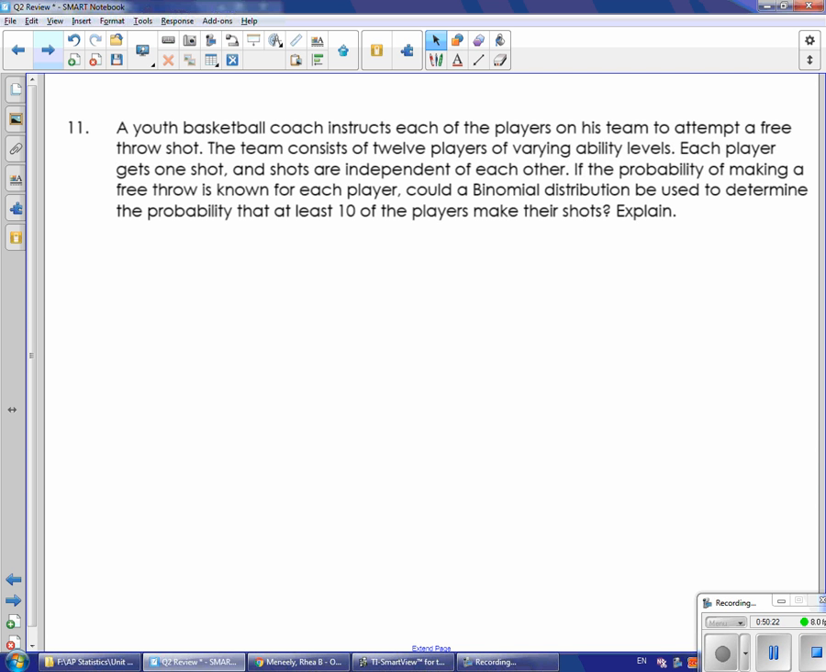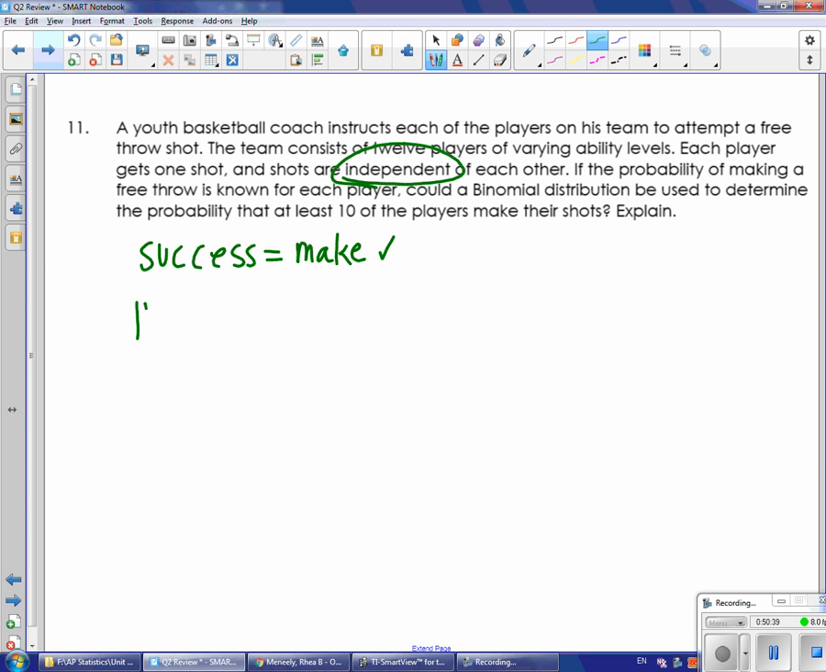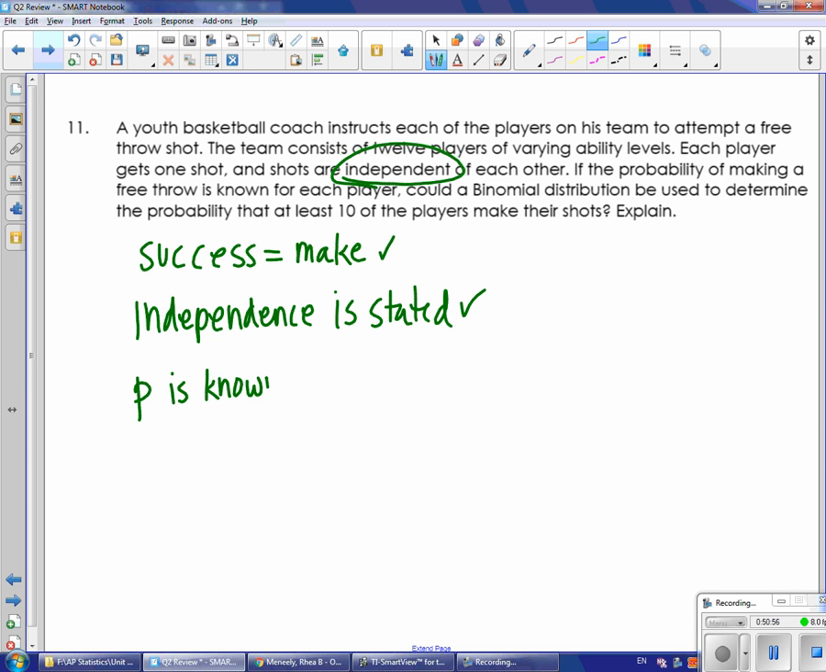So let's think about the conditions for a binomial. I need to have two outcomes, success and failure. So if we define a success to equal a make, that condition is held. Okay. It also tells me in the problem, independence. Independence is stated. So that condition is met. Okay. It says if the probability of success is known, so let's say P is known, but it says it's known for each player.